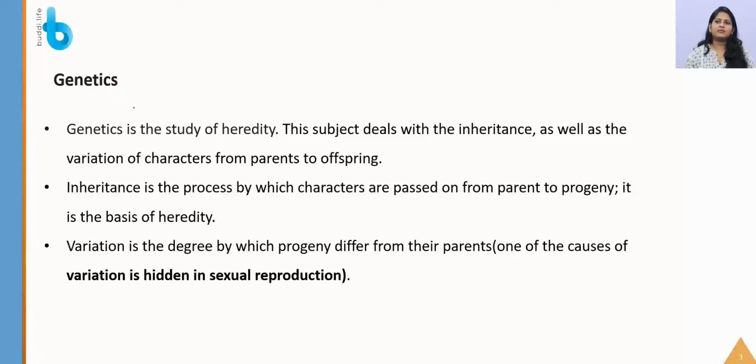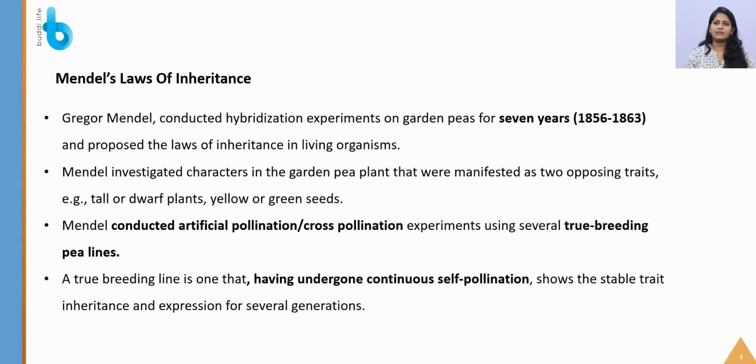So we are going to begin with genetics. Genetics is the study of heredity. This subject deals with inheritance as well as variation. So what is inheritance and variation? Inheritance is the process by which you acquire your parental characters, and variation is how you vary from your parent in spite of acquiring those characters from your parent. Variation is obviously seen in sexual reproduction. Because of sexual reproduction, variation is seen in many species.